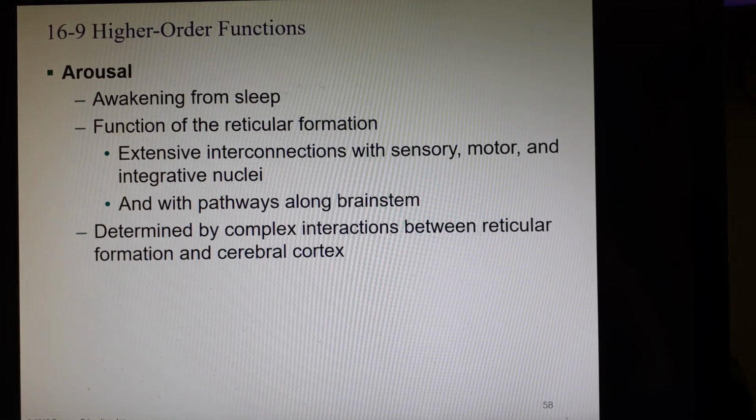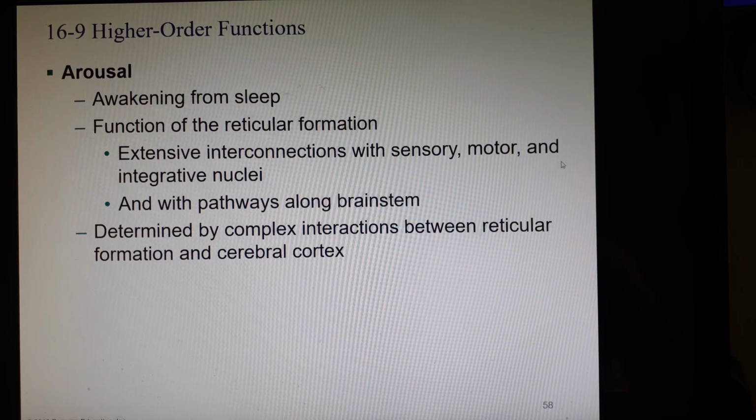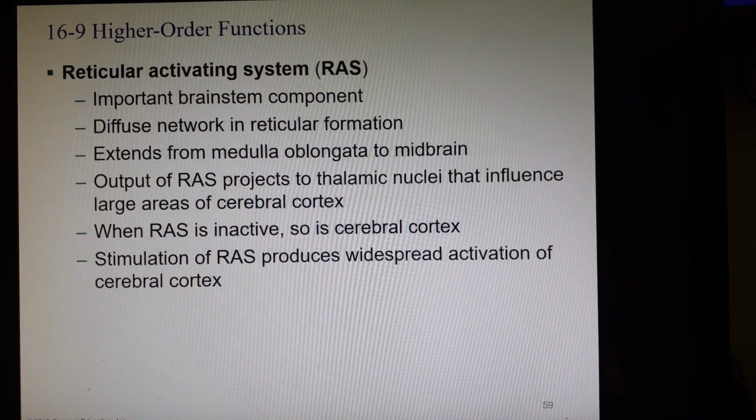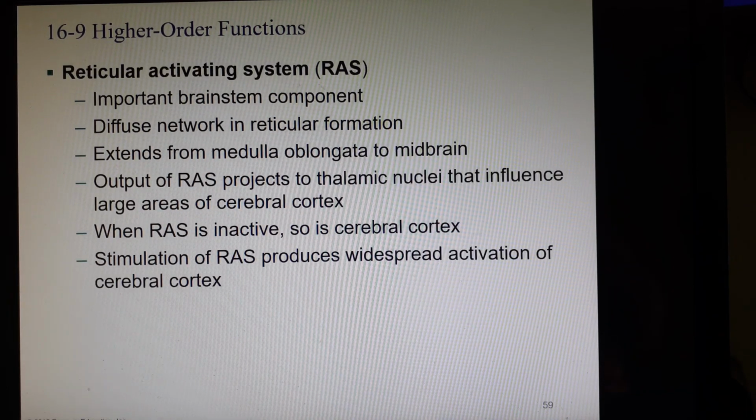Okay, so how do you get awakened from sleep or arousal? It involves the reticular formation, which is part of the reticular activating system. And it sends out electrical pulses. It also connects with sensory, motor, and integrative nuclei. Okay, so you're going to send out these little electrical pulses through the reticular activating system. And the more frequent these pulses, the more alert and awake you are. The less frequent, the more towards the unconscious state you are.